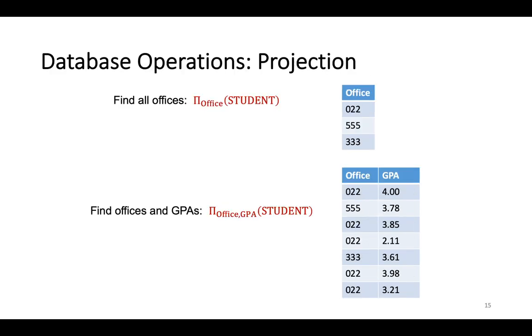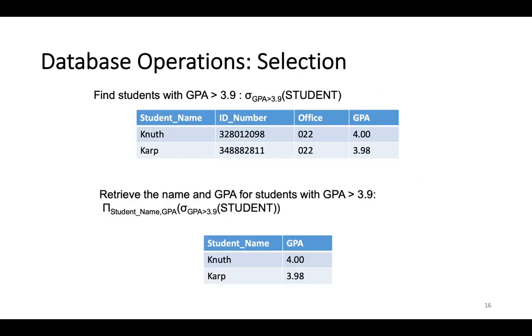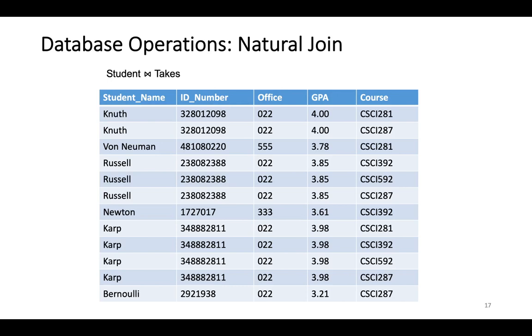database operations. First one is projection to find a specific column, and there is selection to apply the condition. In this case, we can try this GPA is greater than 3.9 on student table, and then we can also combine those two, projection and selection. Then we will get this result. Or we can join those two tables together to make this full table to see all the information in a single table.